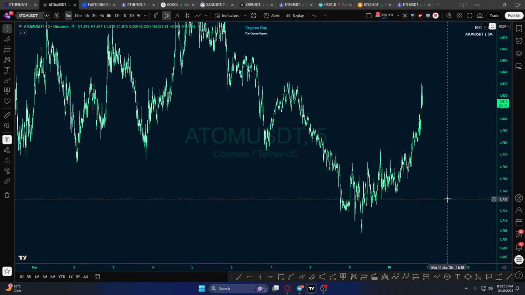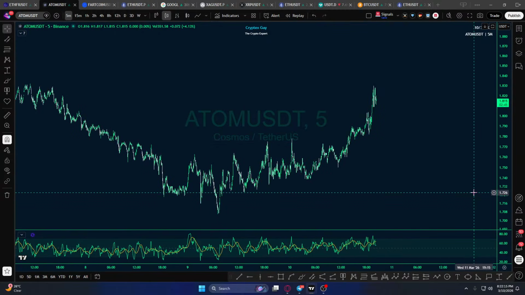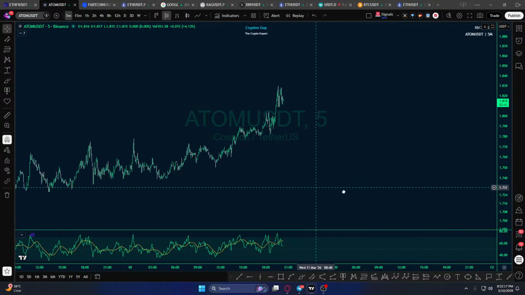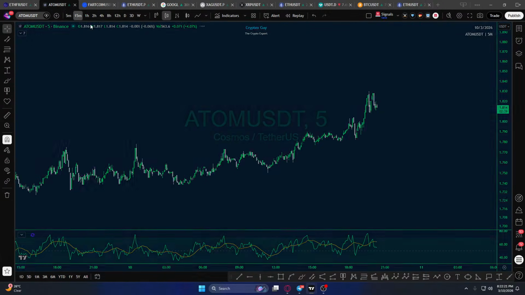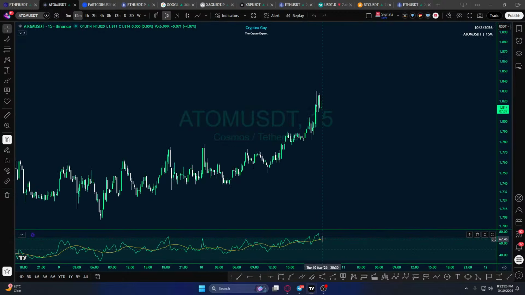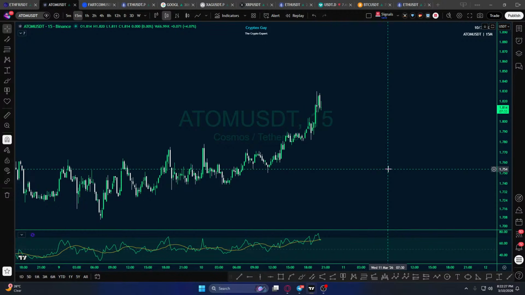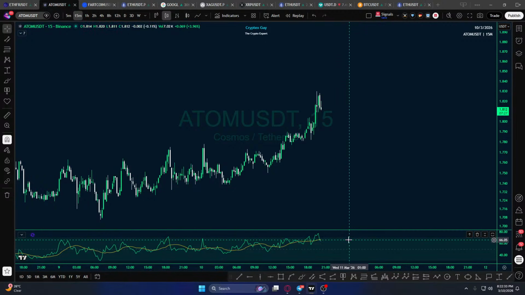On which time frame is it overbought? Just because on my side it's at 55, so it's neutral. On the 15 minutes it's at like 60, so it's not overbought. Yep, you can say it's around overbought.